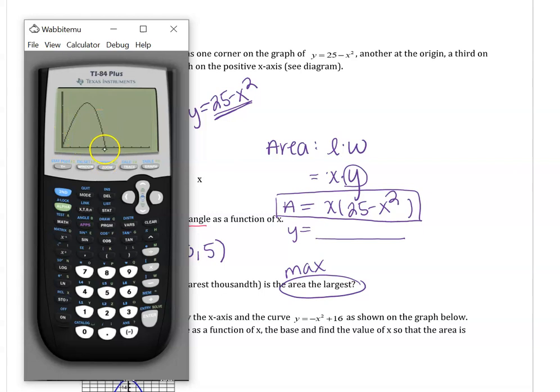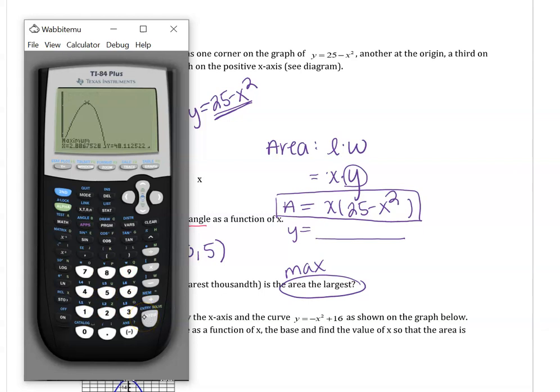Every x value is representing that horizontal distance along the x-axis. This point right here is the biggest area. So I'm going to go ahead, do second trace, option 5. Oops. Second trace, option. Oh, sorry, I said 5, I meant 4 for maximum. Find the next. And there we go.